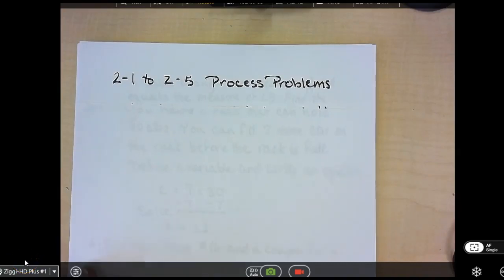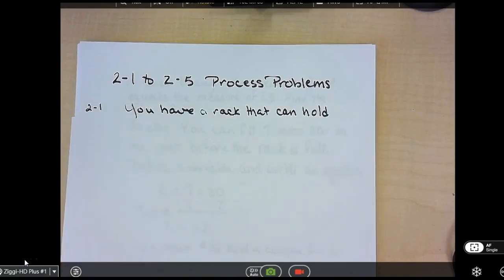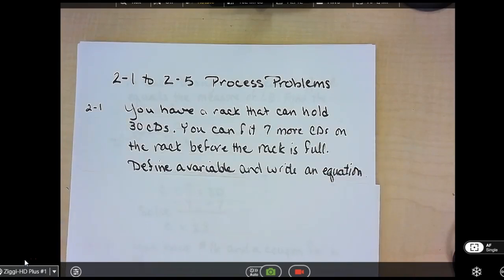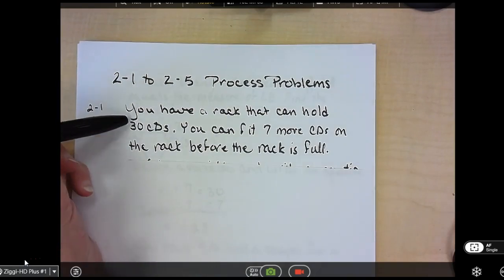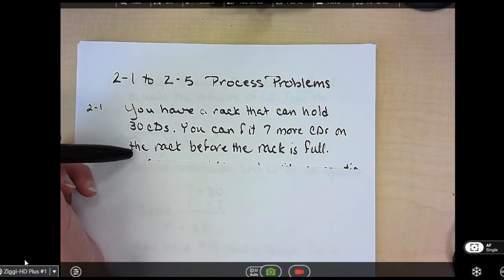Okay, 2-1 to 2-5 process problems. I'm going to try a third time to do them because I keep going too long. So, in 2-1, you would have the type of problems that say you have a rack that can hold 30 CDs. You can fit 7 more CDs on the rack before the rack is full.